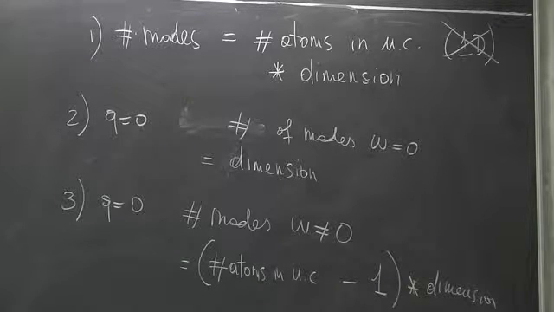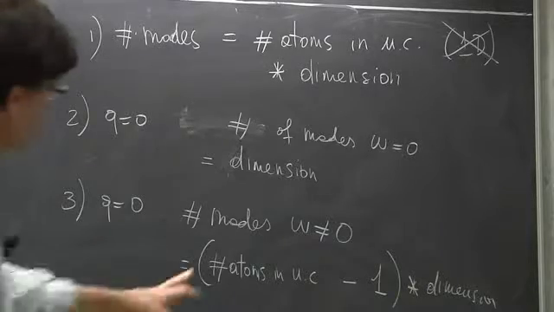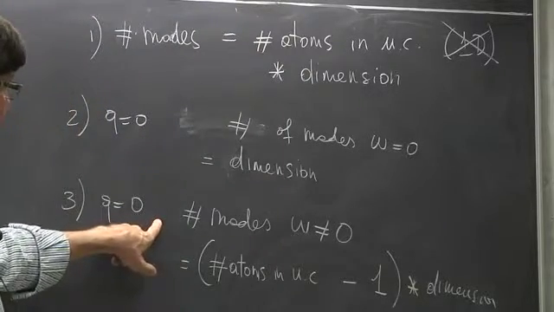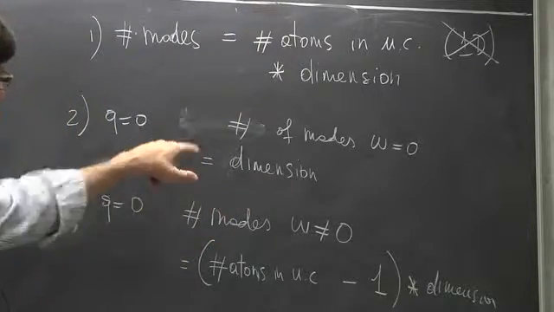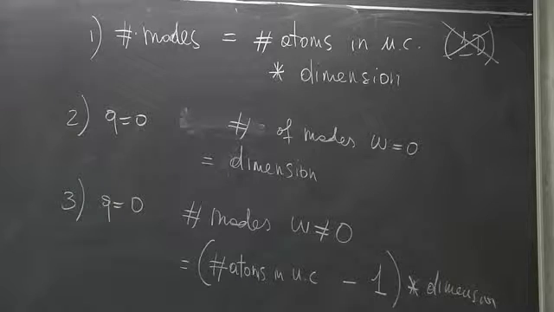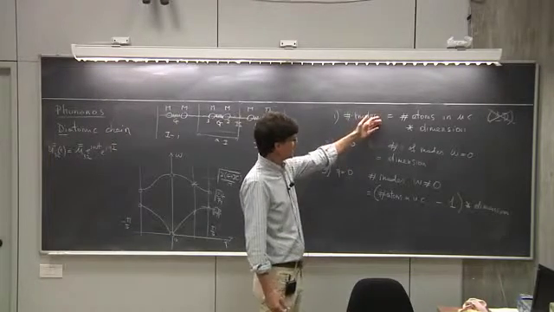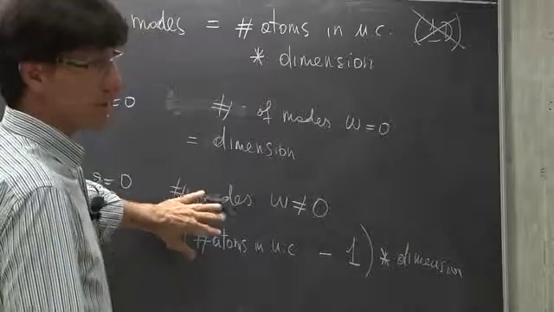So here, in a one-dimensional problem with 2 atoms per unit cell, 2 minus 1 is 1, times 1 is 1. So I have 1 mode with frequency different from 0 and 1 mode with frequency equal to 0. Here you go. In 3 dimensions, which is the typical real example, for monatomic crystals there are no modes with frequency different from 0 at q equals 0.